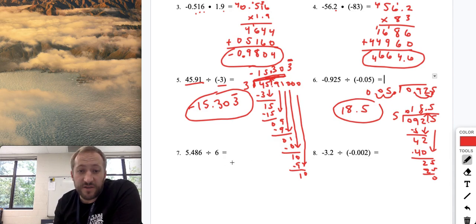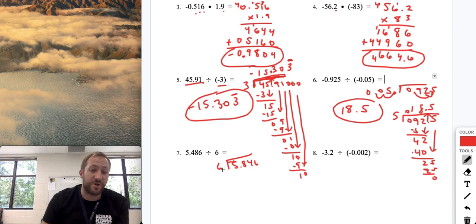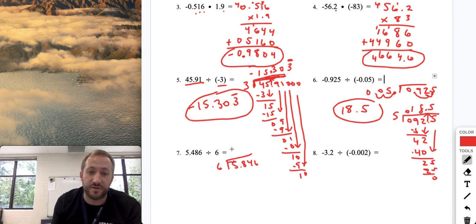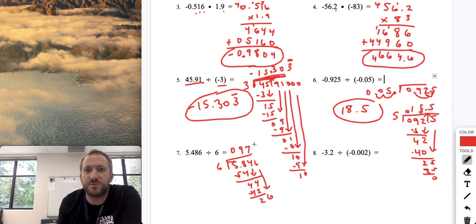Let's look at this one down here. The first number is the dividend. It goes inside the box, 5.846, divided by 6, which is the divisor. So I don't have to move anything. This divisor is already a whole number. I'm going to go ahead and start dividing. 6 into 5 goes 0. 6 into 58, that goes 9 times. 6 times 9 is 54. Subtract to get 4. I'm going to bring down this 4. 6 into 44 goes 7 times. 6 times 7 is 42. Subtract, I get 2. Bring down the 6. 6 into 26, that goes 4 times.